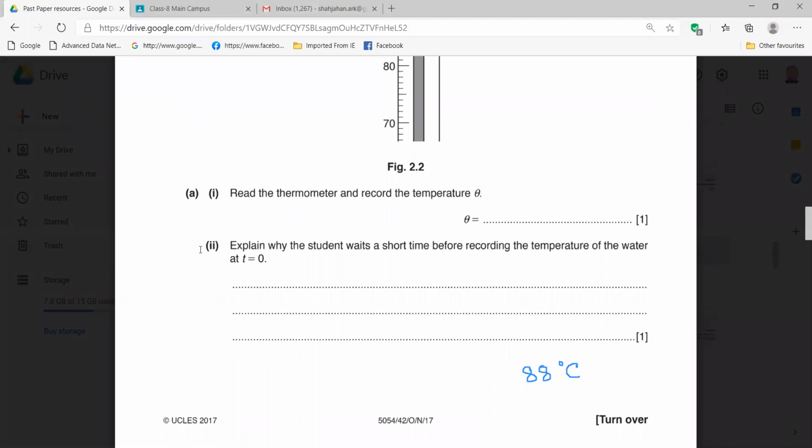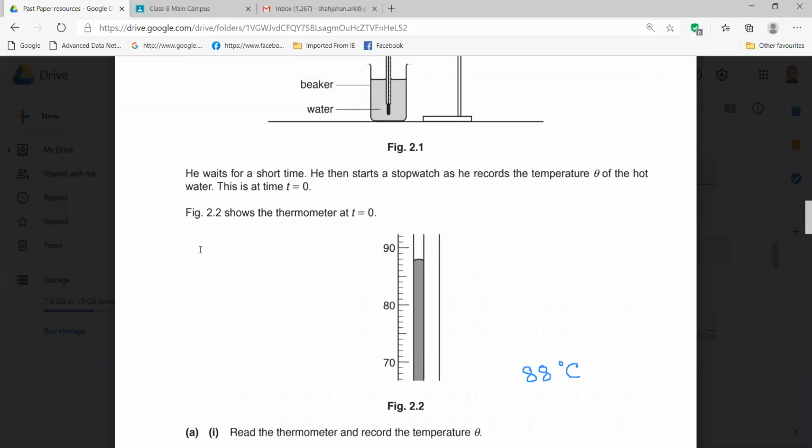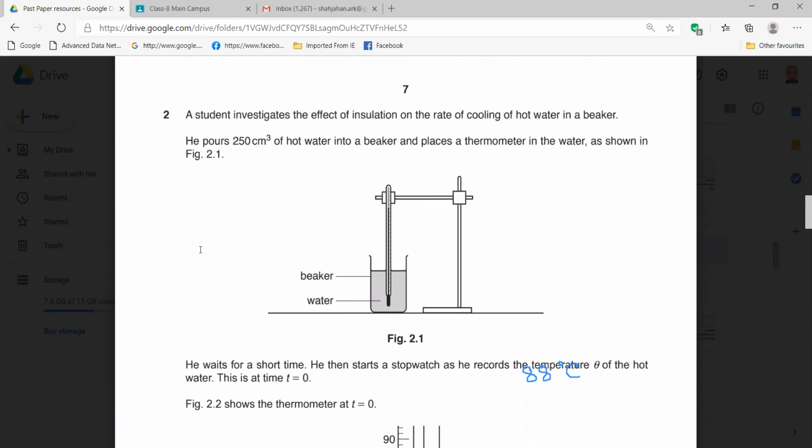A2. Explain why the student waits a short time before recording the temperature of the water at T equal to 0. Why? Can you please go back? I want to read the beginning of the question. So she wants to read the beginning of the question. Sir, you have to scroll the paper up. A bit more. Thank you.